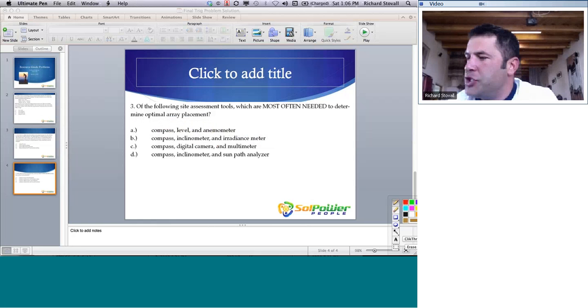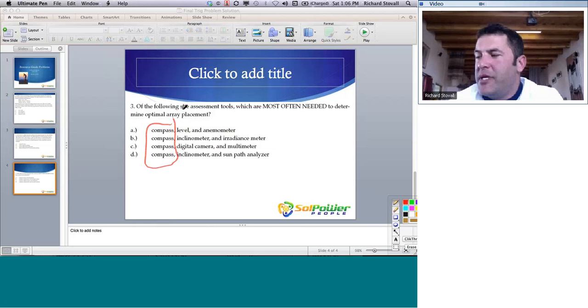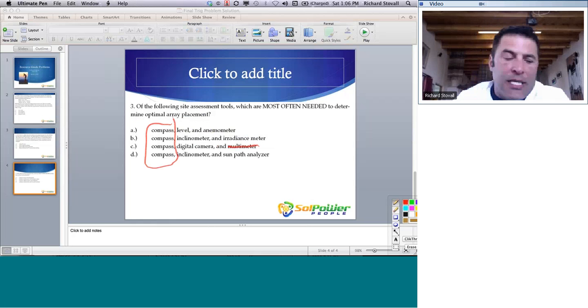Let me change the way I'm characterizing that. To determine placement of the array, we're not going to need a multimeter. That's not going to do anything for us. And a radiance meter doesn't give us a lot of information when we're talking about array placement. An inclinometer, yes. So this has that, and that has that.